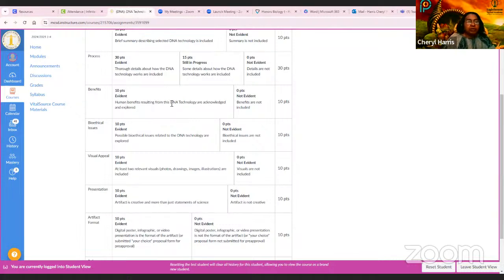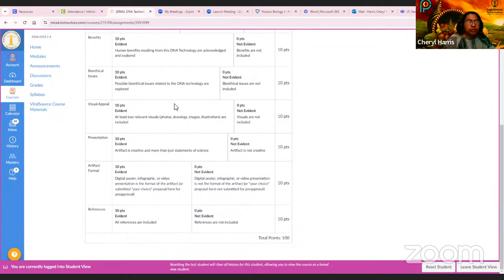All right, so human benefits resulting from this type of technology, and possible bioethical issues. There's been a lot of controversy about cloning, for example, playing God. Same thing with recombinant DNA. There's controversy there too about people who genetically modify their fetus so that the baby looks like what they want it to look like. So there's a lot of controversy about that. So this question about bioethical issues revolves around, should we or shouldn't we, are we playing God, kind of thing.